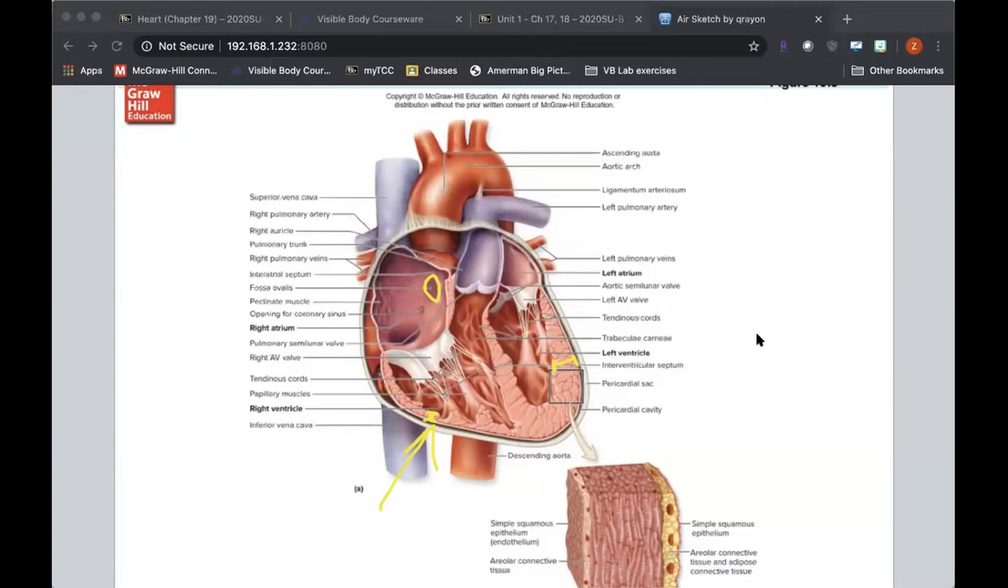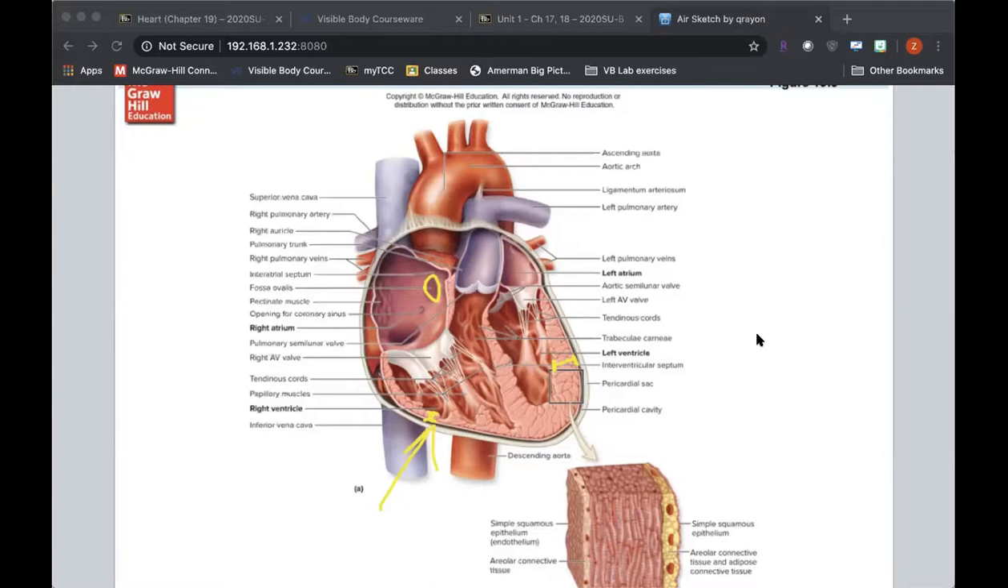Good. Okay. So we got an answer from Jessica, and Jessica says the left side needs to be stronger because the left side is sending the blood through the entire body, whereas the right side is just sending blood to the pulmonary circulation. It's just sending it to the lungs, and lungs are right next to the heart. So it doesn't need to be as strong of a contraction to achieve its purpose. Okay, so remember, left side is thicker, and it has to do with where the blood is being sent.